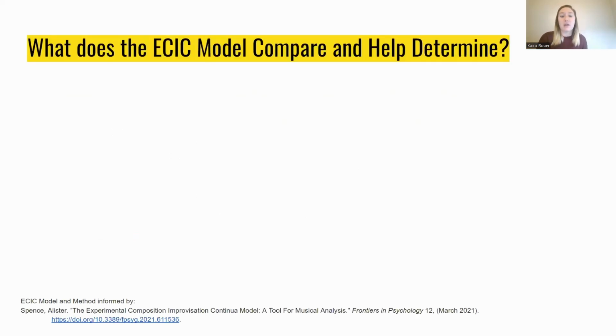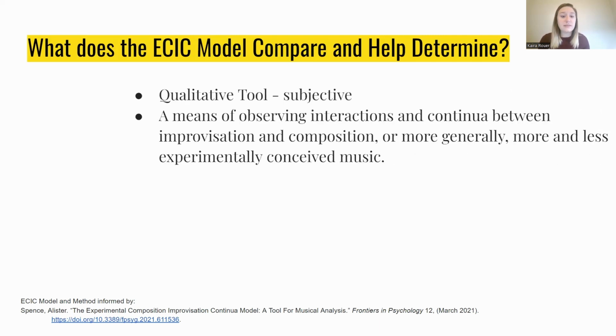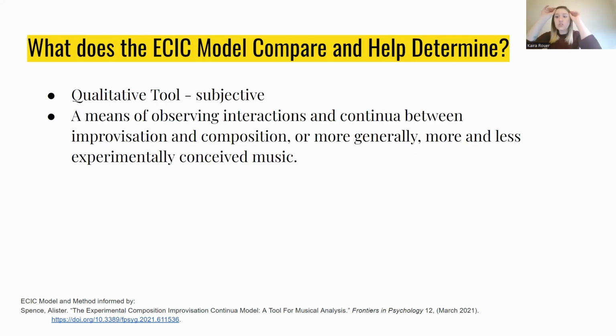So the ECIC model, or the Experimental Composition Improvisation Continuum model, is used by Alister Spence in their journal article, The Experimental Composition Improvisation Continuum Model, A Tool for Musical Analysis, which was published in the Frontiers in Psychology, Volume 12. And what it does is it's a qualitative tool, which is subjective.